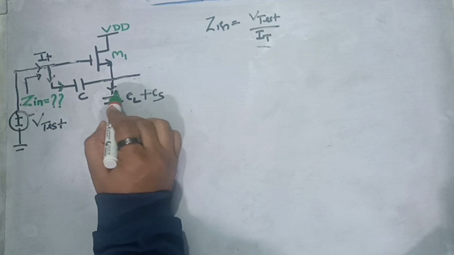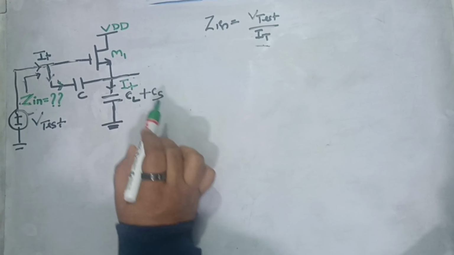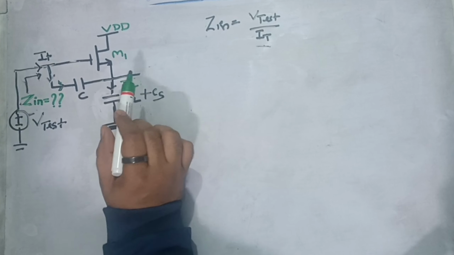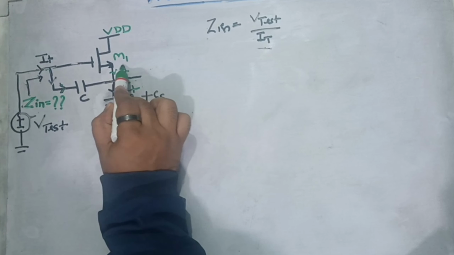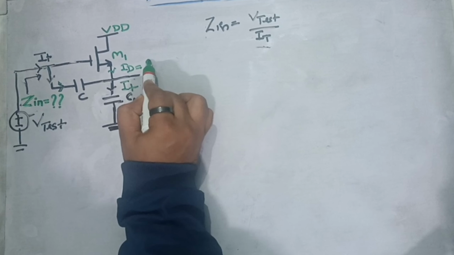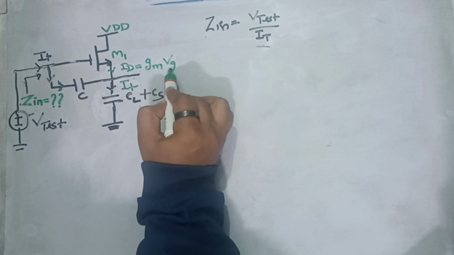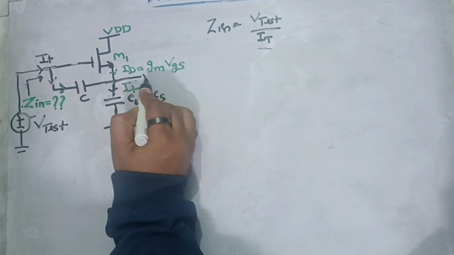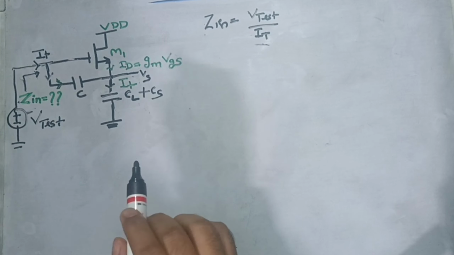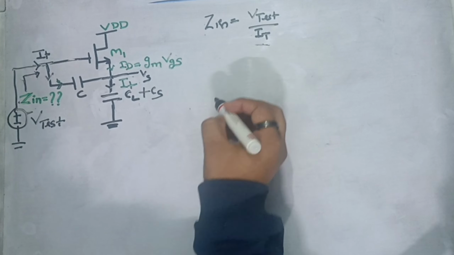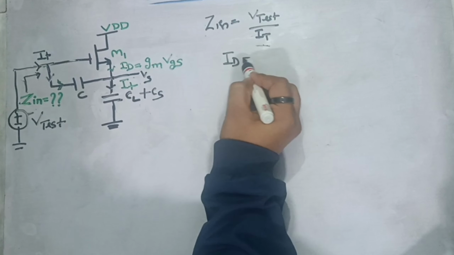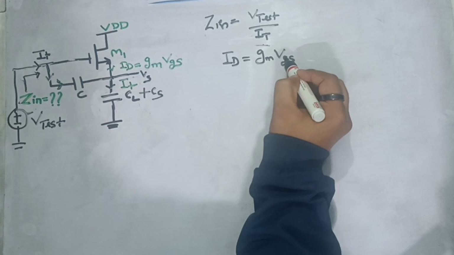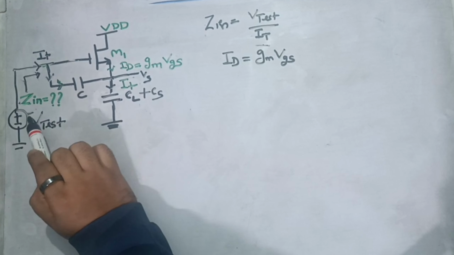Now this IT current will flow from this path. Along with that, there would be some current because of this MOS M1 also. Let's represent that current with ID current. So the value of ID current would be equal to Gm of this MOS into VGS voltage. Now let's call this node the VS node. So we can write the equation here for ID current, that would be equal to Gm into VGS, right?